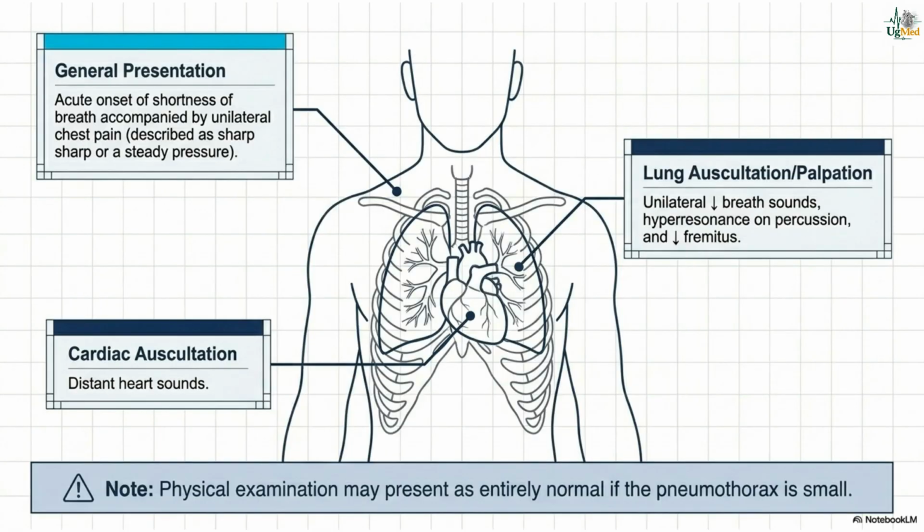Patients typically present with the sudden onset of shortness of breath and unilateral chest pain. The pain is often described as sharp or pleuritic, although some patients report a persistent pressure sensation. On examination, you may find unilateral decreased breath sounds, hyperresonance to percussion, and reduced tactile fremitus. Cardiac auscultation may reveal distant heart sounds when significant air accumulation is present. Remember the important exam points shown here. Physical examination can be entirely normal when the pneumothorax is small.